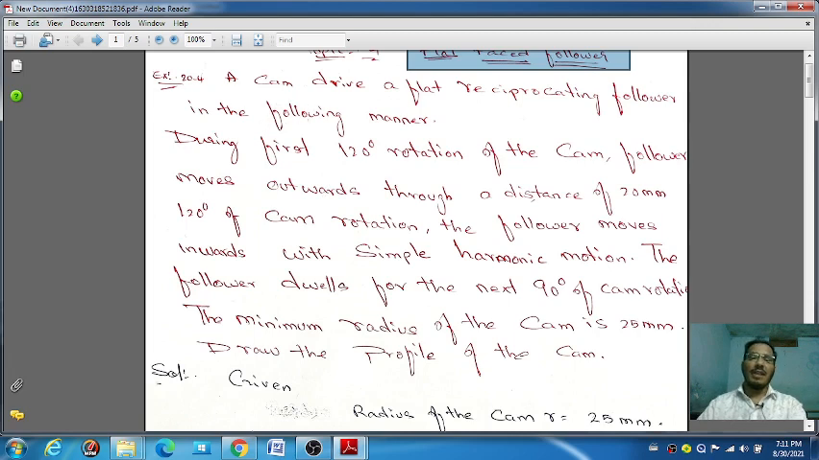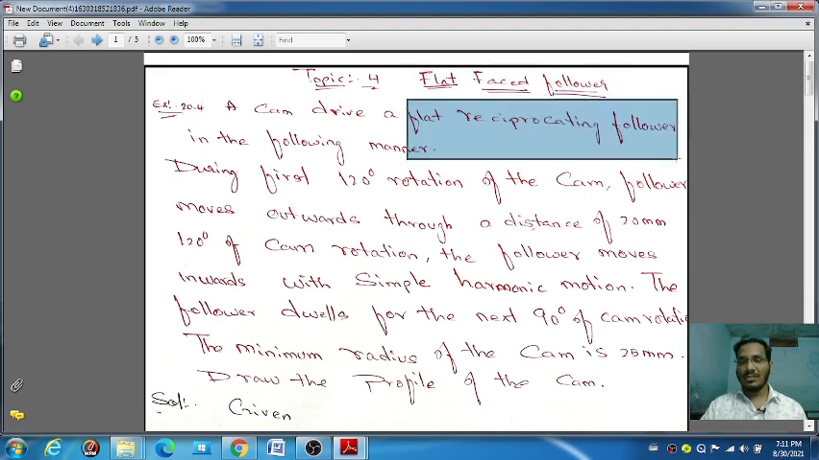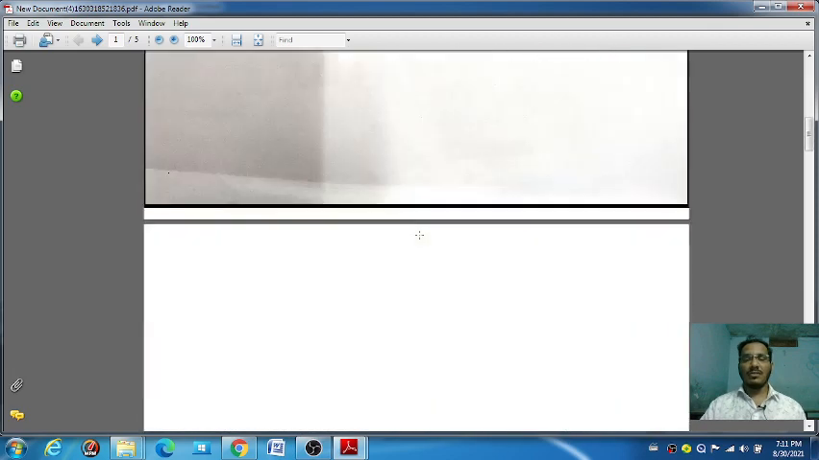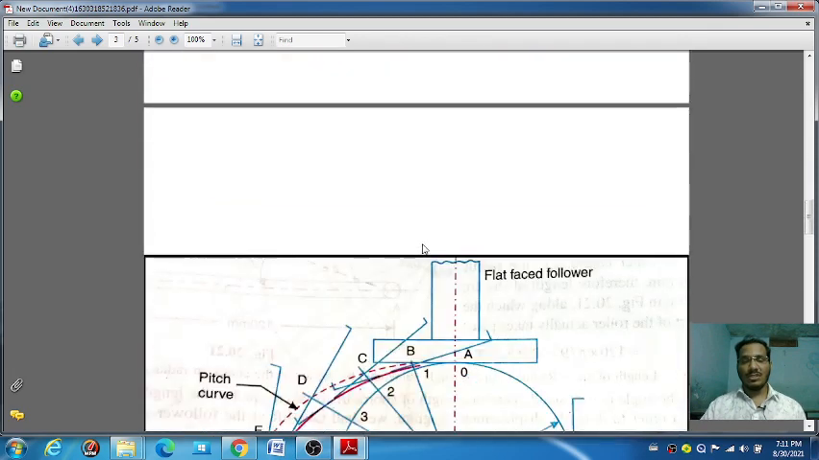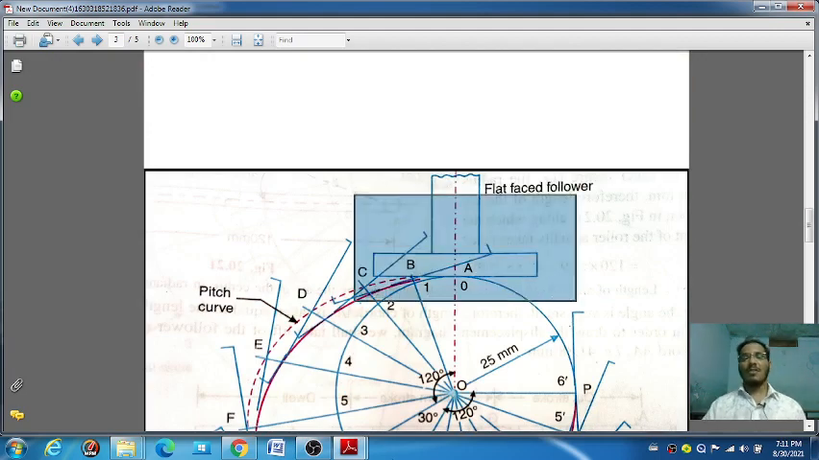Okay, the question is saying a cam drives a flat reciprocating follower. If the question says flat faced follower, it is sufficient, but sometimes the question will say flat reciprocating follower. You know very well how the shape will be. This is your flat surface. This is your flat reciprocating follower. The surface of the follower is flat, so it looks like this only.